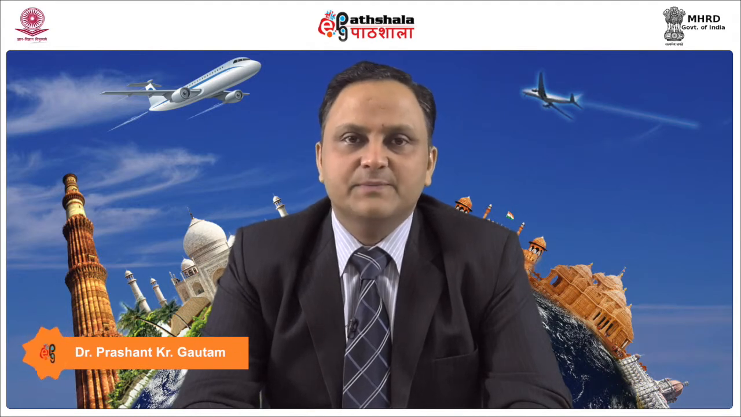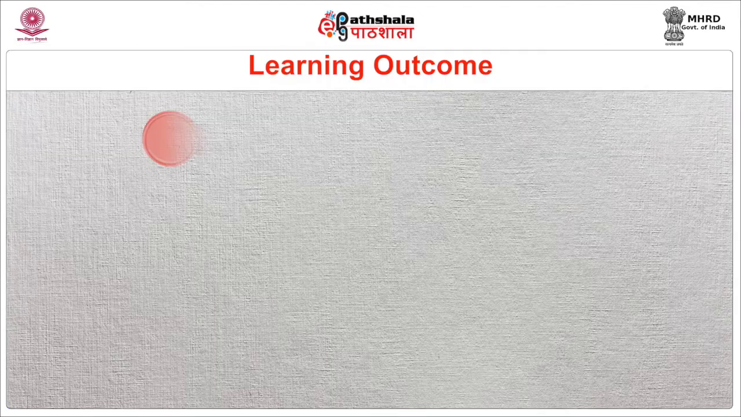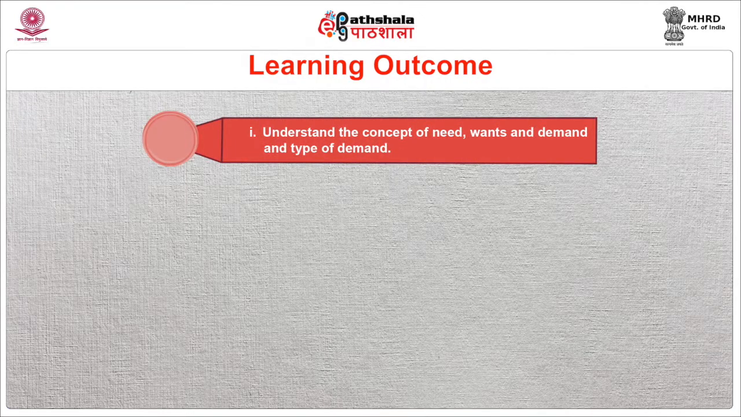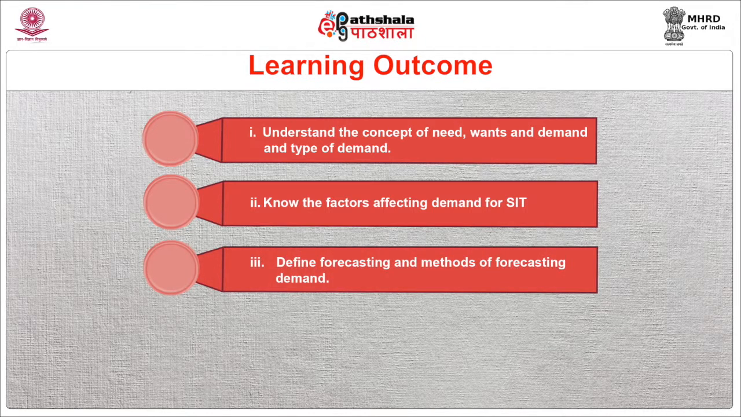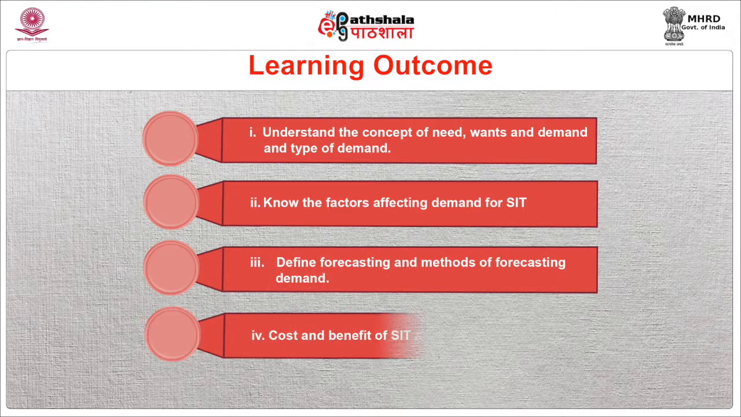Today, we shall be taking module number 6 titled Special Interest Tourism Demand under the paper Special Interest Tourism. Dear learners, after studying this module, you will be in a position to understand the concept of needs, wants and demand and types of demand in special interest tourism. Know the factors affecting demand for special interest tourism. Define forecasting and methods of forecasting demand. Cost and benefits of special interest tourism as a product.